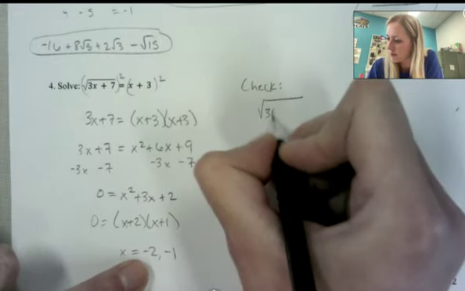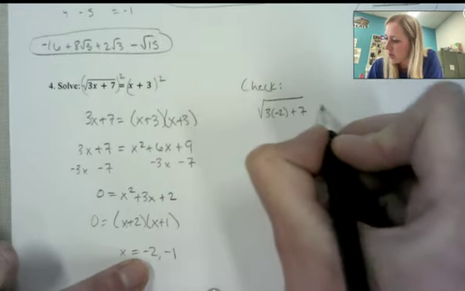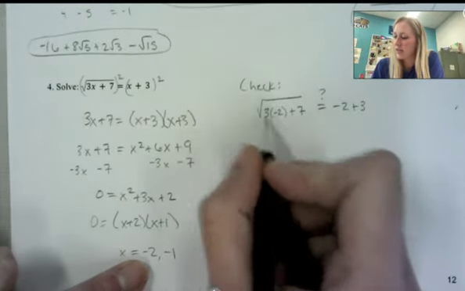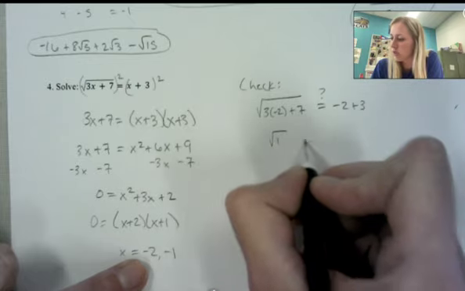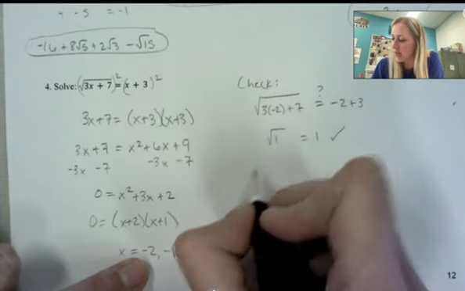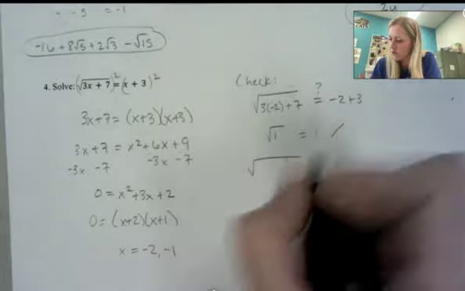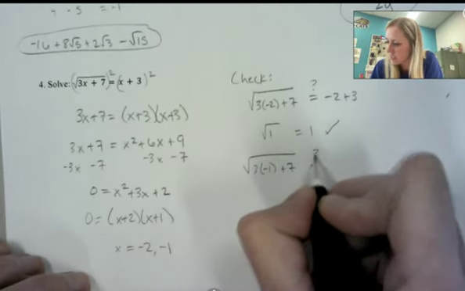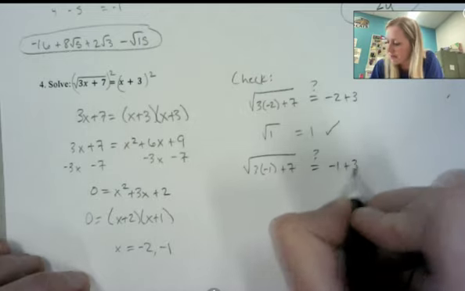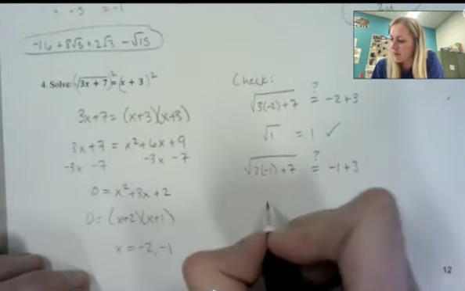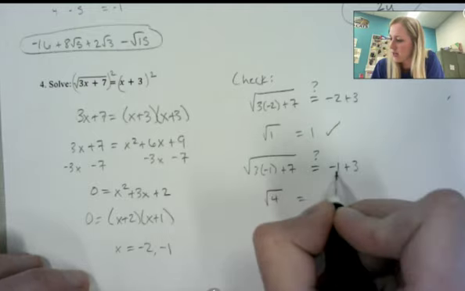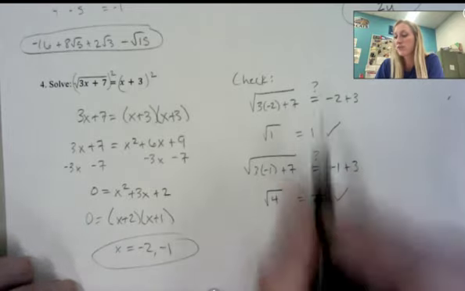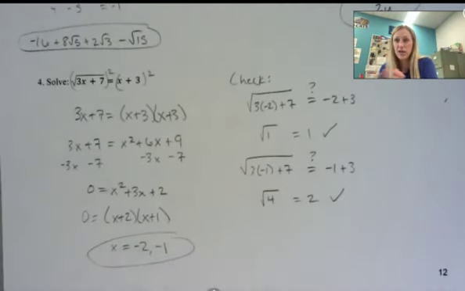So I've got the square root of 3 times -2 plus 7. I'm checking, does that equal -2 plus 3? Okay, so I get -6 plus 7, which is 1. Here I get 1, so that one checks out. Okay, check -1, so we've got 3 times -1 plus 7. Does that equal -1 plus 3? Okay, so here I get -3 plus 7 is 4, -1 plus 3 is 2. So actually, both of these work. So if one of them did not work, then I would not list it as one of my solutions.